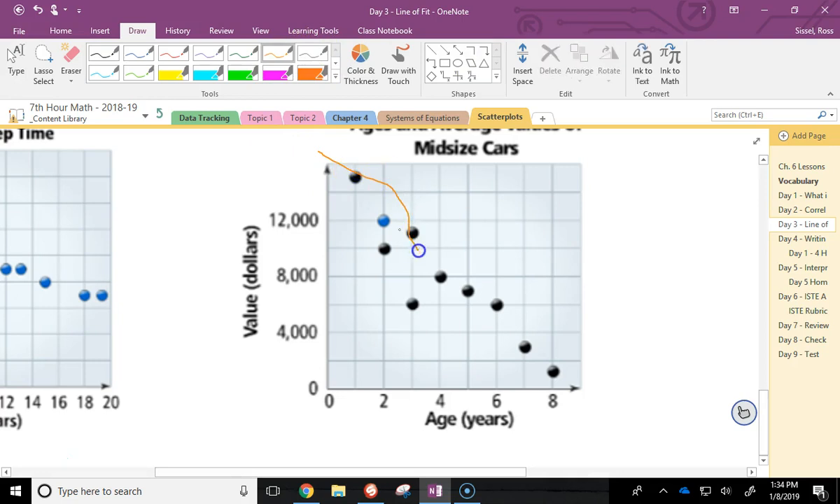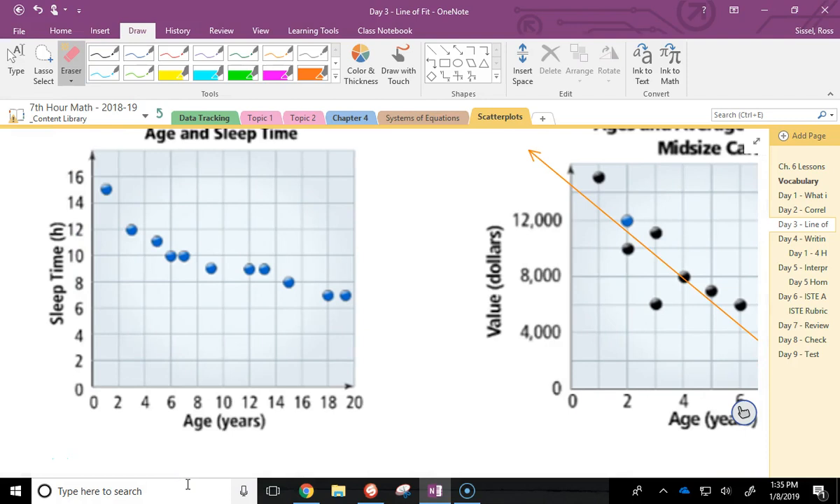Now look at this one. Oops. That was too fine. Don't you have a ruler? No. Yeah, that one. No, right there. Yes. Like that. Okay. So there should be that line.